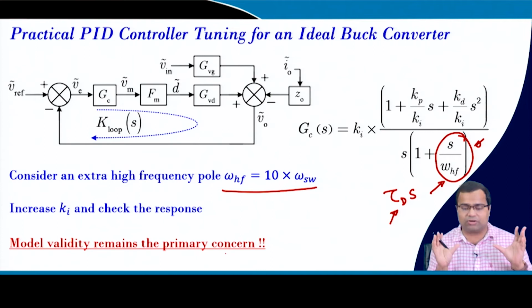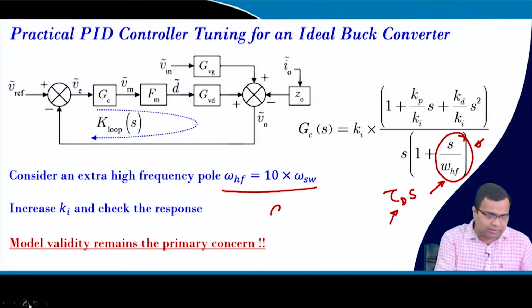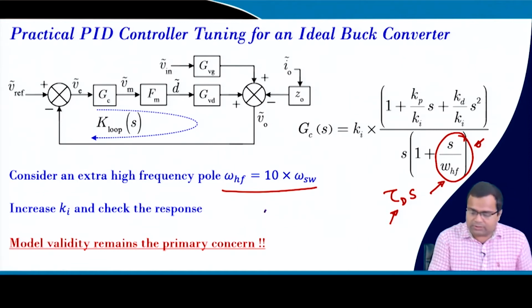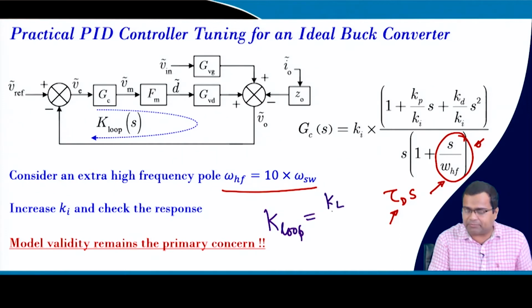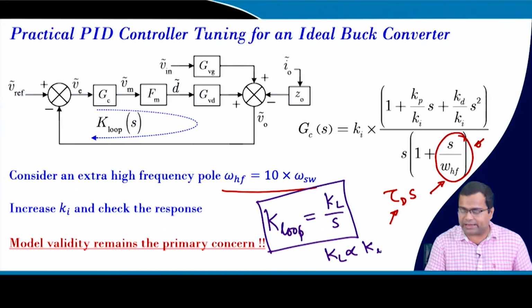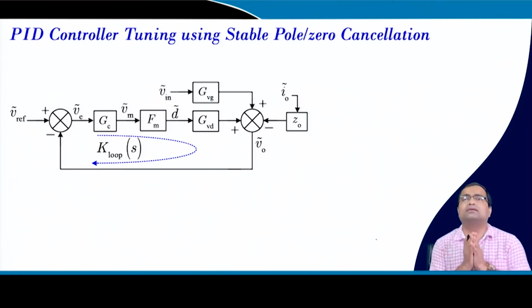So, this part we hold on, because what we got, our loop transfer function that we found, that means here we got the loop transfer function is KL by S. So, we want to see the closed loop performance for varying Ki, where KL is proportional to Ki. Okay. The next, we want to use a PID controller for a practical buck converter.